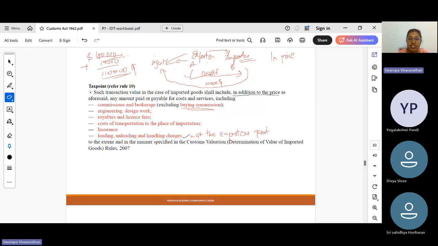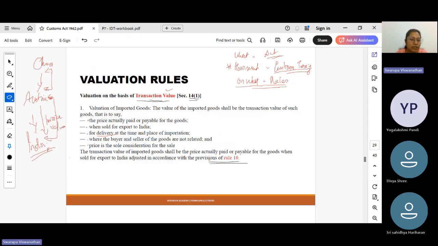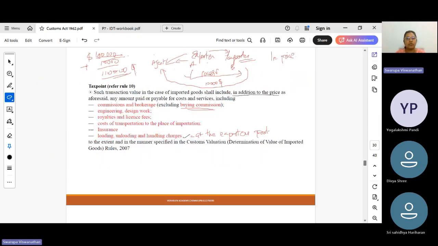Okay, so commission, brokerage, engineering, design work, royalties, any insurance, loading, unloading charges at the exporter's port, not at the importer's port. At the exporter's port. Because the taxable point here is at the time and place of importation. So as soon as the goods enter the territorial waters, import is complete. So any expense that is incurred by the importer after the goods enter the territorial waters is not part of the transaction value. Any expense incurred by the importer before it enters the territorial waters, before it reaches the port, all those expenses are part of transaction value. So commission, engineering, design work, royalty, cost of transport, and loading and unloading charges at the exporter's port, all this will form part of our assessable value.